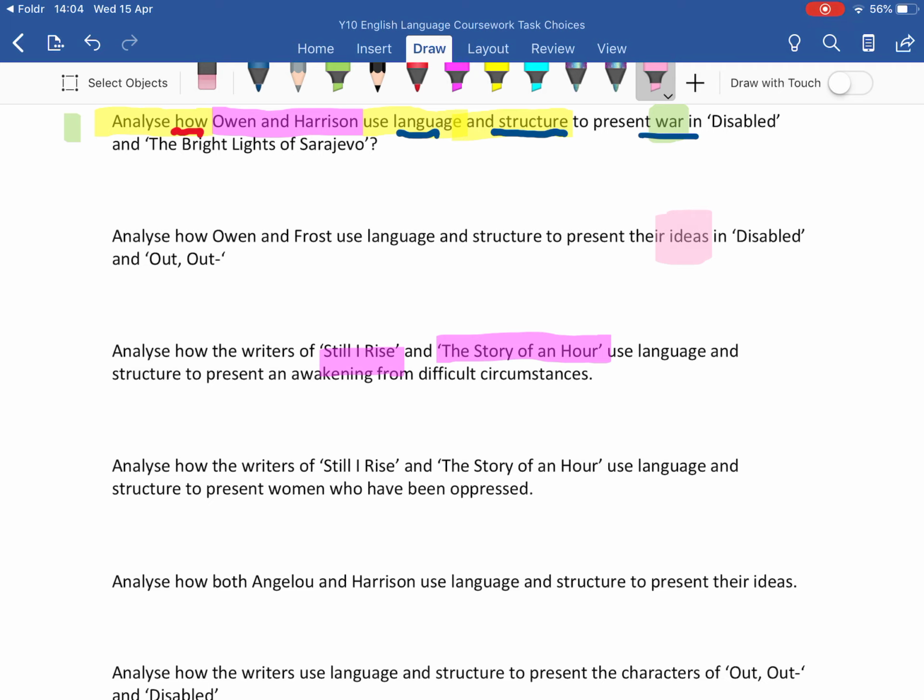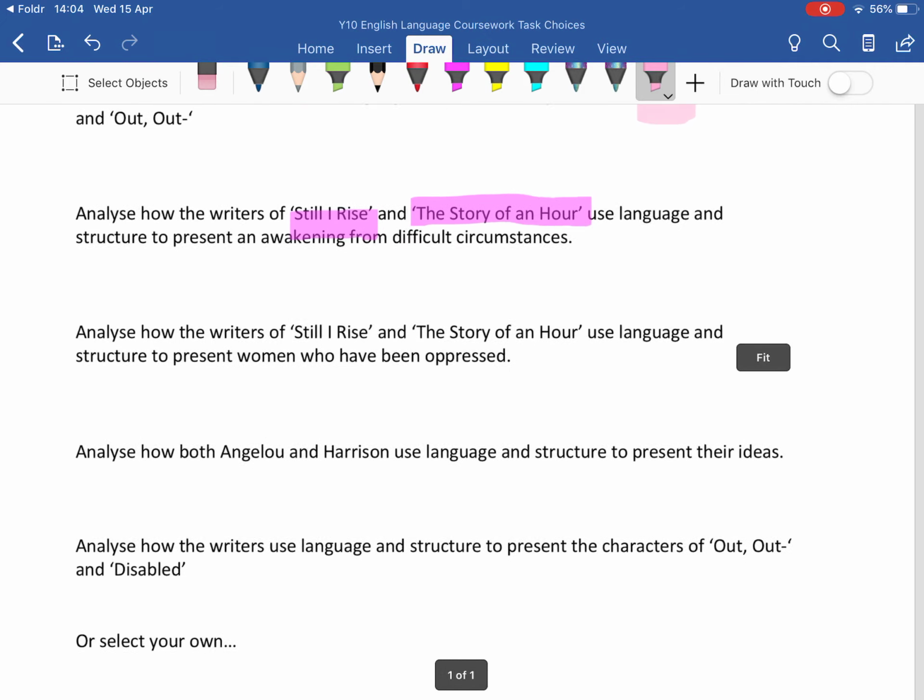We've got the juxtaposition between the violence as opposed to, in Disabled, the joy and the freedom that man used to have. And in Out Out, we've got the beauty of the natural landscape juxtaposed against the horror of those actions. We've got loads to comment on between those two texts, but I couldn't quite find a way to come up with a specific idea.